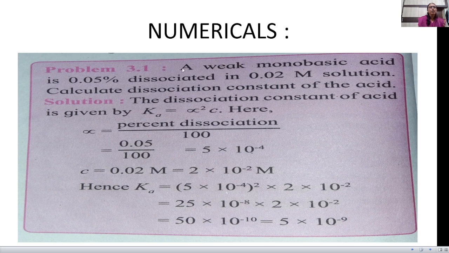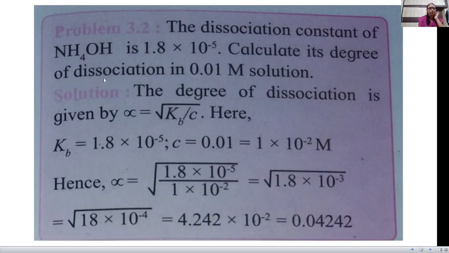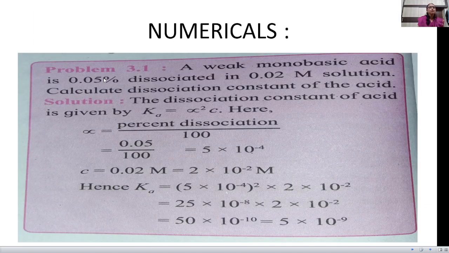Then see this numerical: a weak monobasic acid is 0.5% dissociated in 0.02 molar solution. Here percentage dissociation is given. From this percentage dissociation, that is percentage alpha, we have to calculate alpha by dividing this percentage by 100.